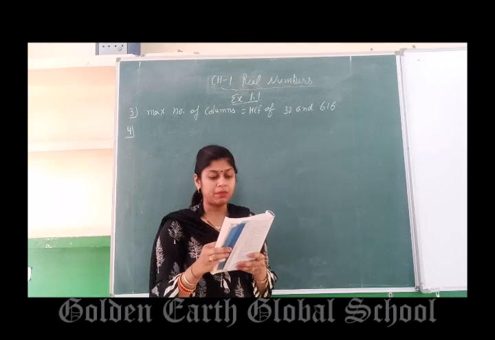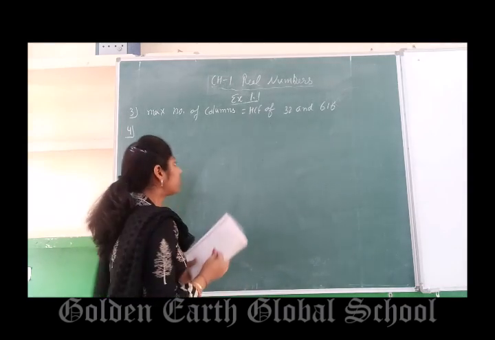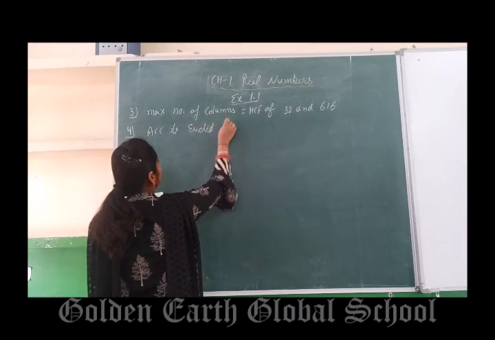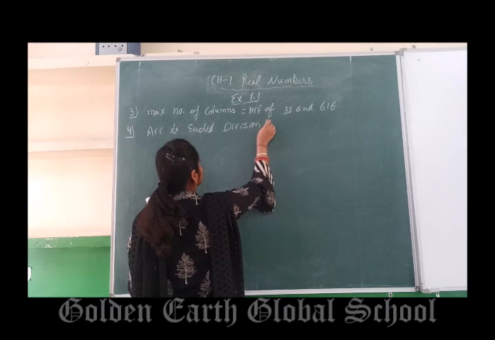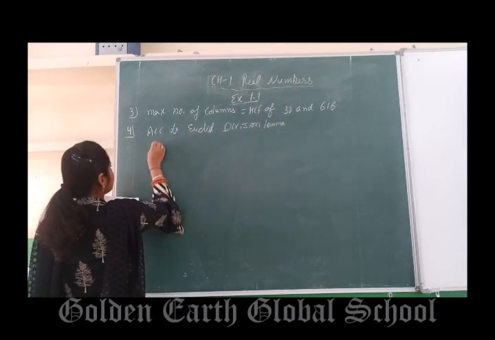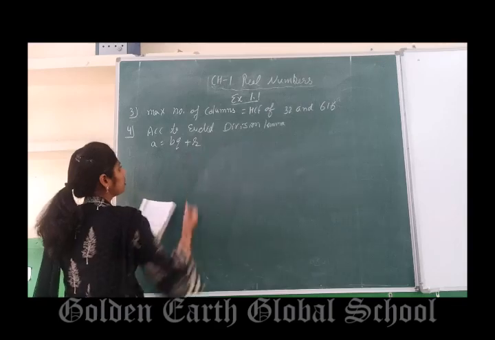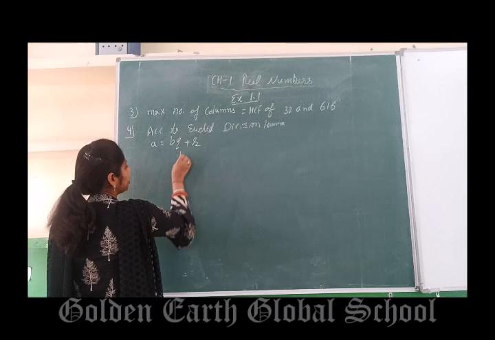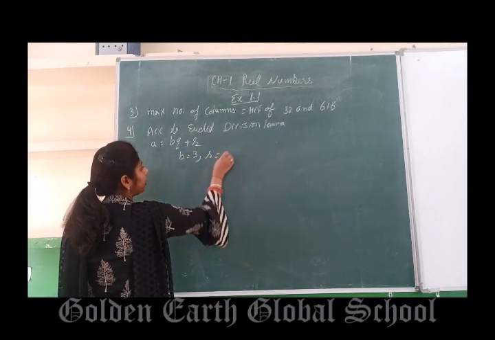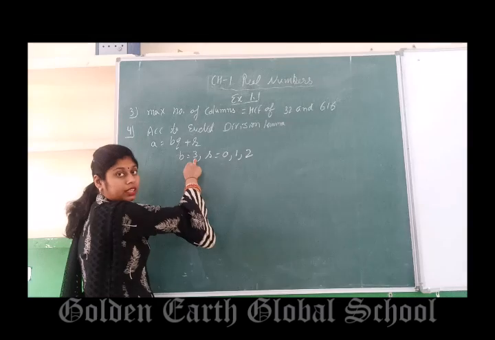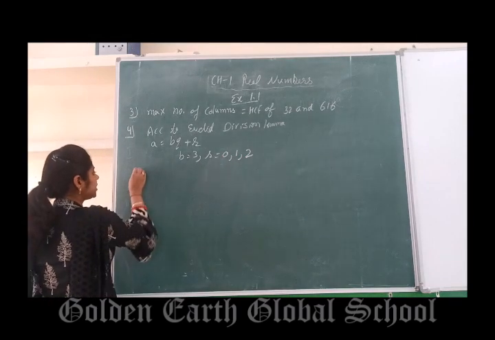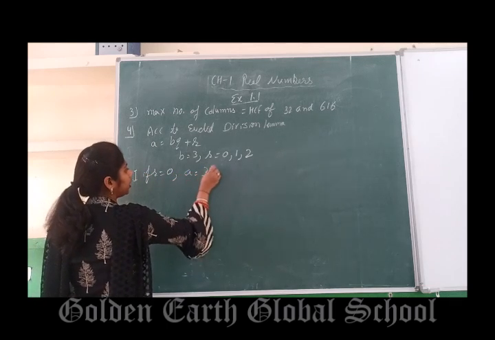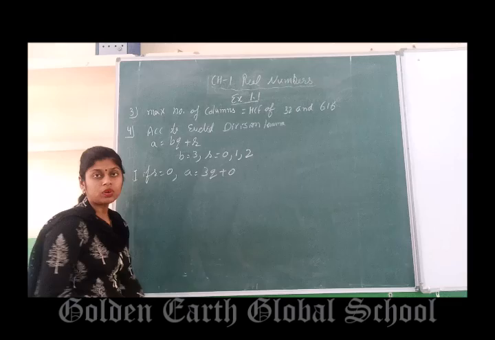Use the Euclid division lemma to show the square of any positive integer. So again we will start according to Euclid division lemma. a is equal to bq plus r. So we will choose what will be b? b will be 3, and according to b what will be r? 0, 1, 2, less than 3. So 0, 1, 2. First case, let r is equal to 0. So a is equal to 3q plus 0.